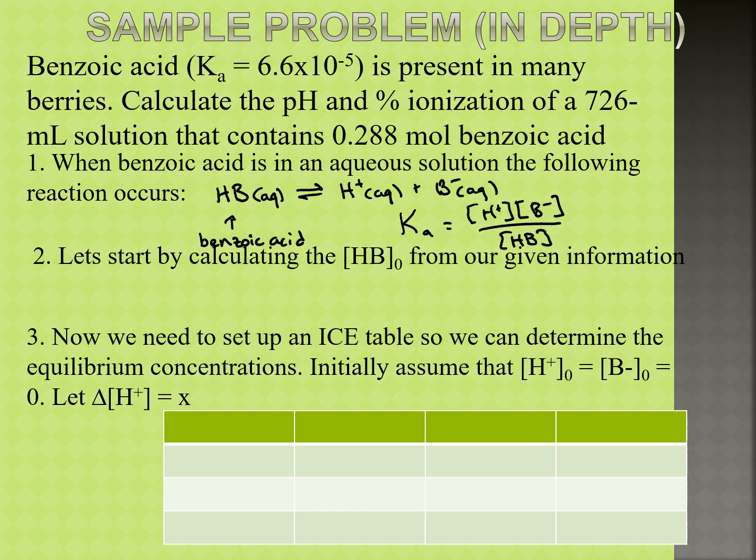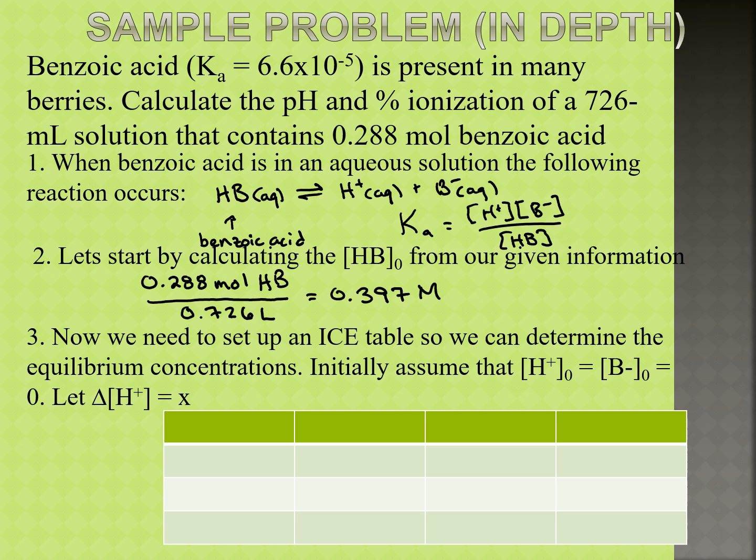Step 2 says, let's start by calculating the initial HB concentration from our given information. We need a concentration, so that's moles per liter. We have 0.288 moles of our benzoic acid, which we're calling HB, divided by our volume, 0.726 liters. And so we're going to end up with 0.397 molar.